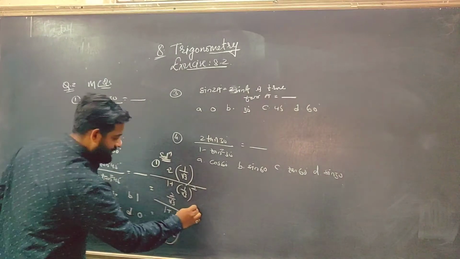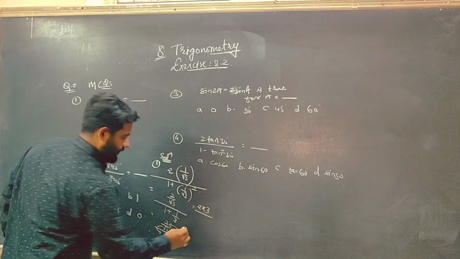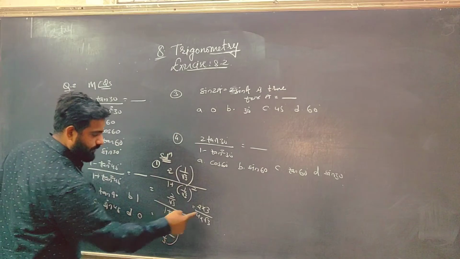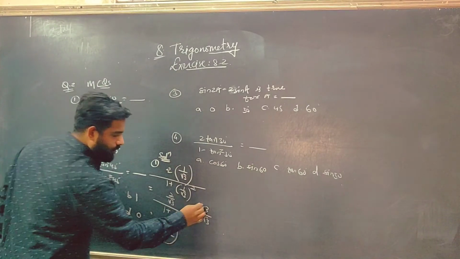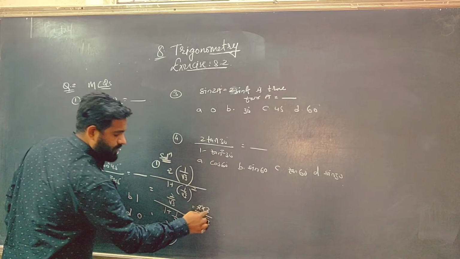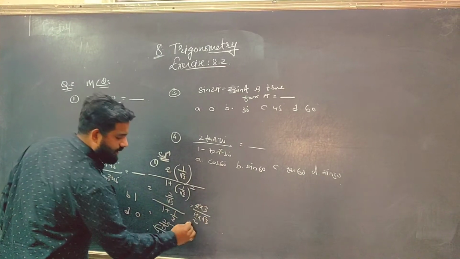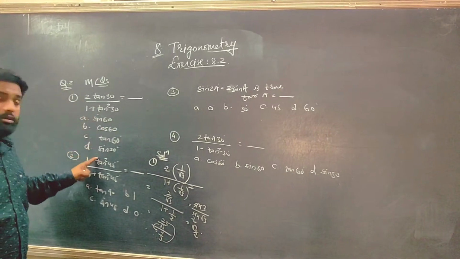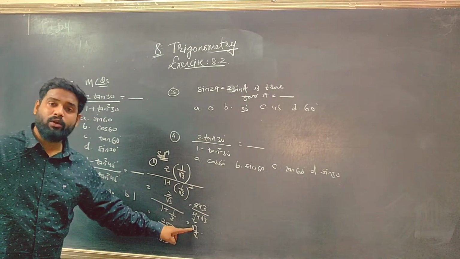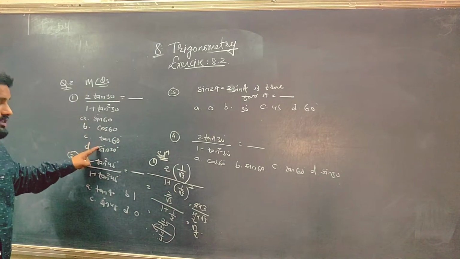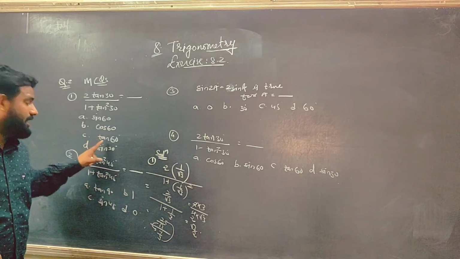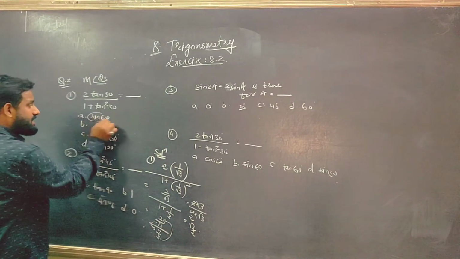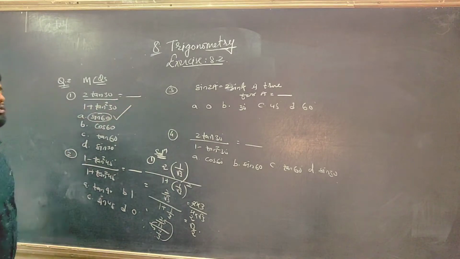So what will be the final answer? 2 into 3 upon 4 into root 3. See, this 3 will go out in the numerator, and this root 3 will come into the denominator. 3 means root 3 into root 3, so 1 root 3 will be cancelled, and your answer is root 3 by 2. But root 3 by 2 is not there in the options. So you must check which trigonometric function gives root 3 by 2. Cos 60 is half, tan 60 is root 3, sin 30 is half from the table. So sin 60 will give you root 3 by 2.